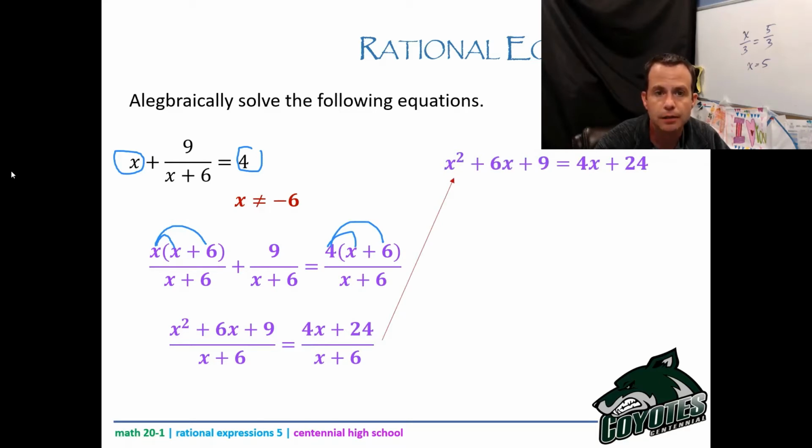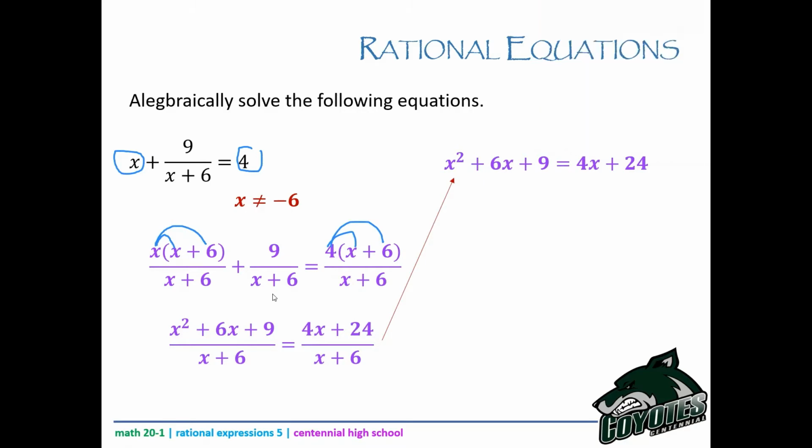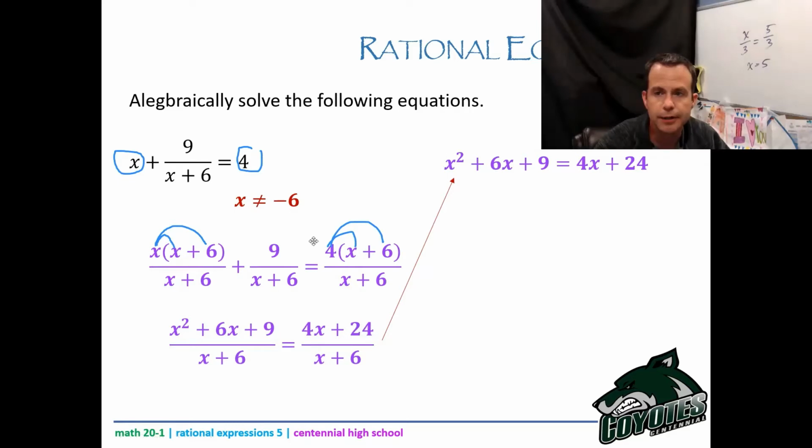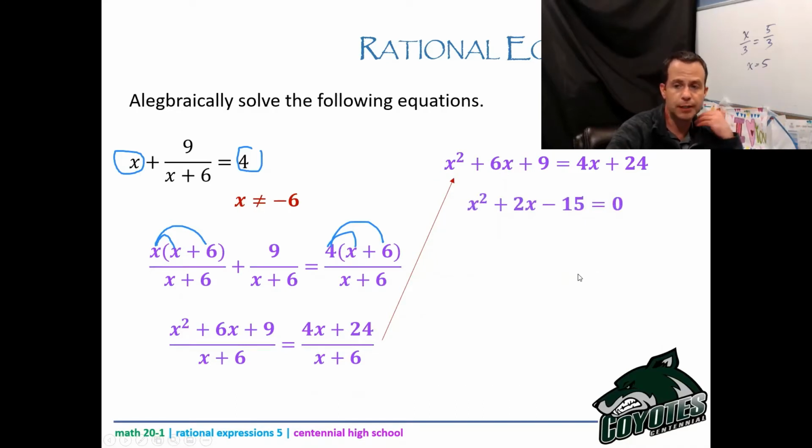Okay, just in case my head's in the way there, I'm going to hide myself for a second so you can see that. All right, so now I'm going to subtract 4x from both sides and subtract 24 from both sides. I get x squared plus 2x minus 15 equals 0. I can factor that. I'm looking for two numbers that multiply together to give me negative 15, add together to give me 2. That would be 5 and negative 3. So x plus 5 and x minus 3 equals 0. Don't forget that equals 0, right? So that means I'm using the zero product principle.